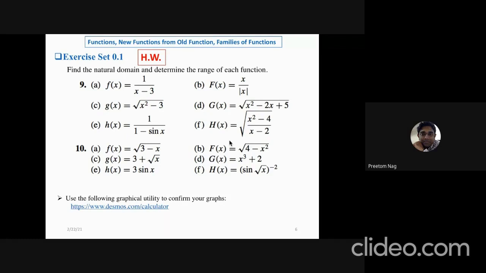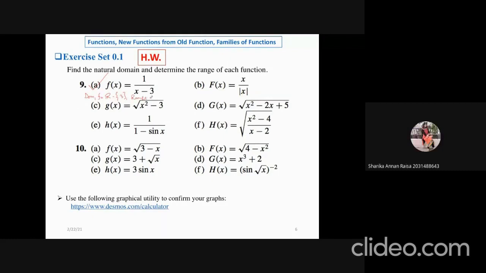So first one is 9a, which is f of x is 1 over x minus 3. So what is the domain and range for these functions? Can someone tell me? So domain is x is all real numbers except for 3. It's all real numbers except 3, right? So if I write down the domain in short, domain f is the set of all real numbers except 3. And what will be the range in here?